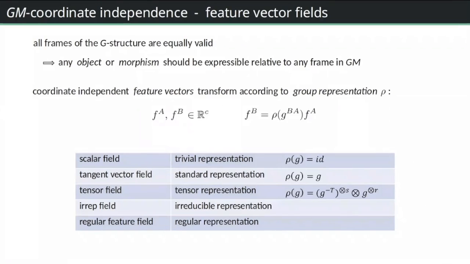So you know that if you, let's say, rotate or reflect your reference frame, you know how your feature vectors will transform. And this is exactly the same as you saw yesterday already. But yesterday we looked at active transformations of our signal, and now we look at passive transformations of our reference frames. But except from that, it's exactly the same thing, just a different interpretation. And as said yesterday already, if we have a trivial representation, we get the scalar field. If we have the standard or defining representation of G, we get a tangent vector field. We get tensor fields, irrep fields, regular feature fields. Whatever representation you come up with gives you some choice of feature field.